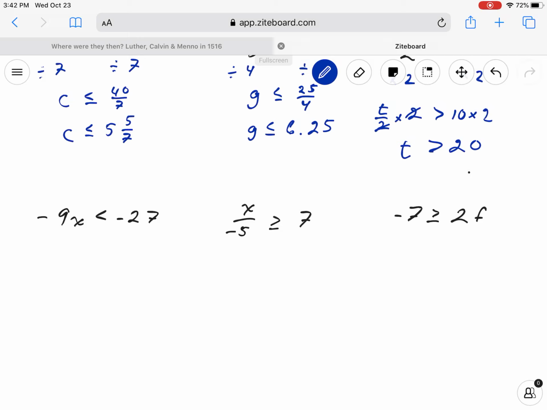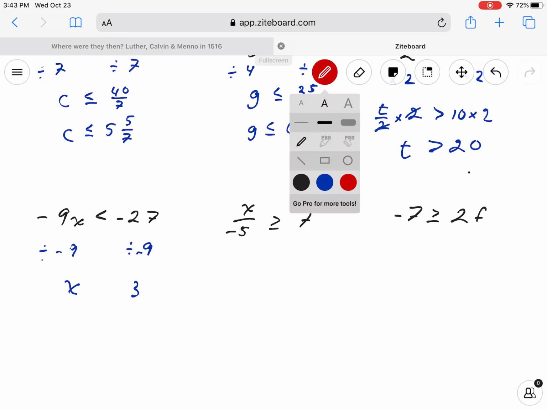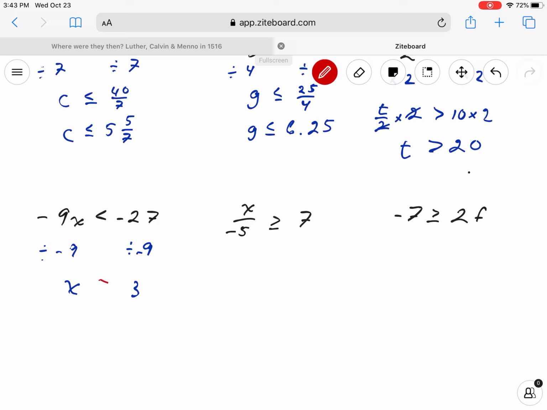So here we have negative 9 times x is less than negative 27. So since I'm multiplying, I'm going to divide by negative 9. So now I'm left with, well, negative 9 divided by negative 9 is just x. And negative 27 divided by negative 9 is a positive 3. But because I'm dividing by a negative, I have to change my sign. So x is greater than 3.